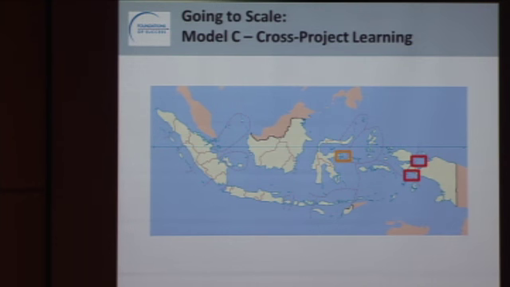All right, beyond program level, I want to talk about cross-project learning. So this is the third model for how we go to scale. And this is the idea, if we have work going on in a couple of these places, can we take what they've done and use it to influence other related efforts? Maybe not by our organization, but by other people around the area.